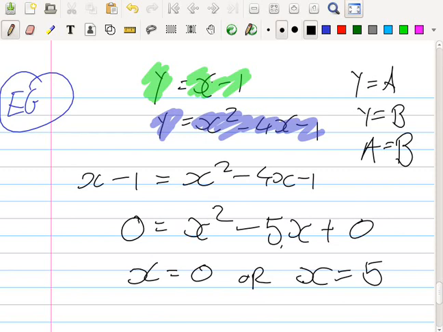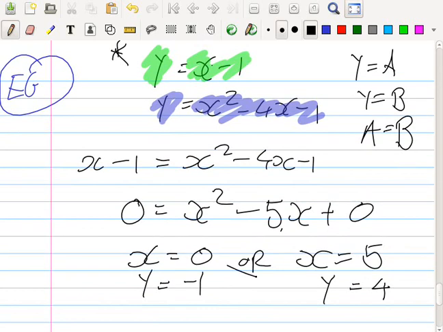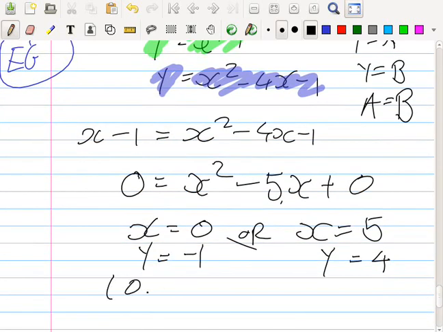Nearly finished. How do I find the y? Replace it. Which one is easier? First one. So if x is 0, what's y? Very good. And if x is 5, what's y? It's 4. So your first answer is 0, minus 1, or 5, 4.